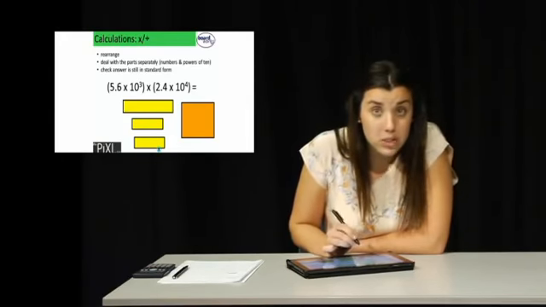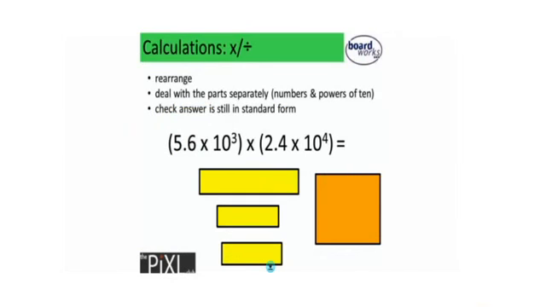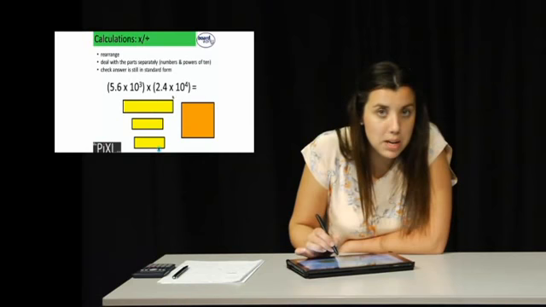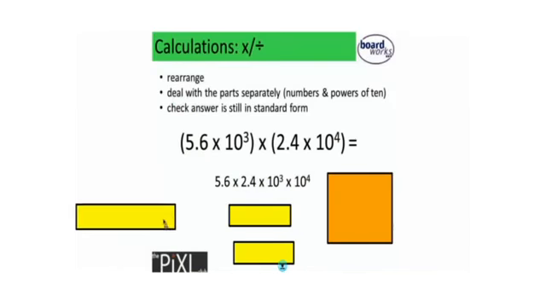So let's go through an example together. On your sheet, you have this calculation, 5.6 multiplied by 10 to the power 3, multiplied by 2.4 times 10 to the power 4. What do I mean by rearrange? What I want you to do is to pop your numbers together. So we've got our first number here, 5.6, here.